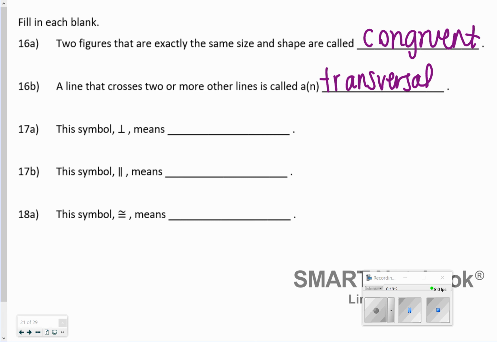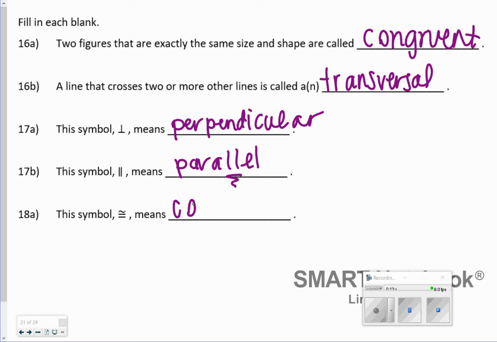For number 17, this symbol means perpendicular. 17b, this symbol means parallel. Remember, you can look at the two L's in parallel. That's a symbol for parallel. And then for 18a, this symbol with the squiggly line above the equal sign means congruent.